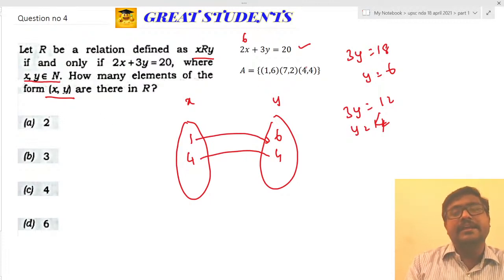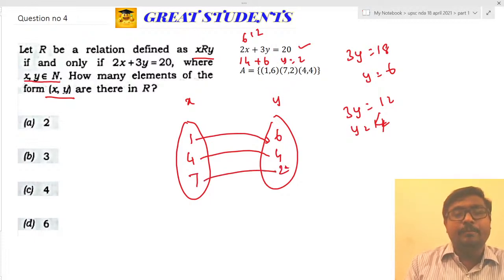And for the third one I can try 5. It becomes 10, which means 3y cannot be 10. When I substitute 6, it becomes 12, and it has to be 8, so it is not possible. If I substitute 7, it becomes 14, so to be 6, y should be 2. That means this is 7 comma 2.